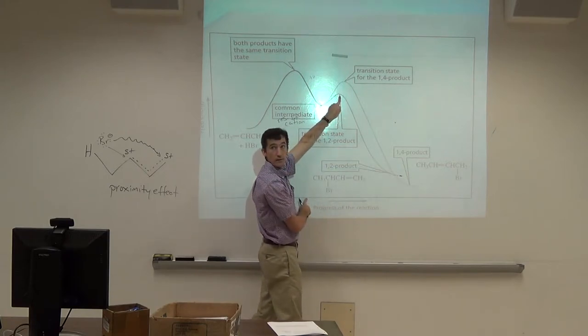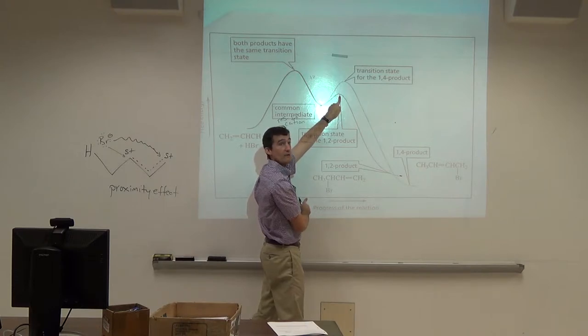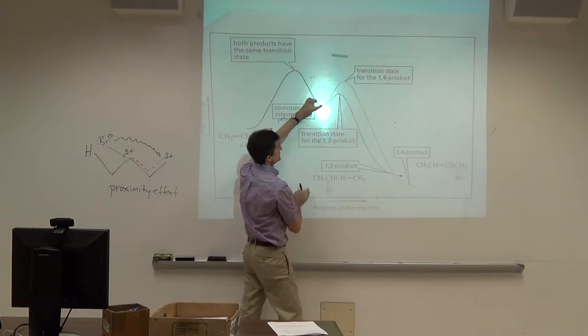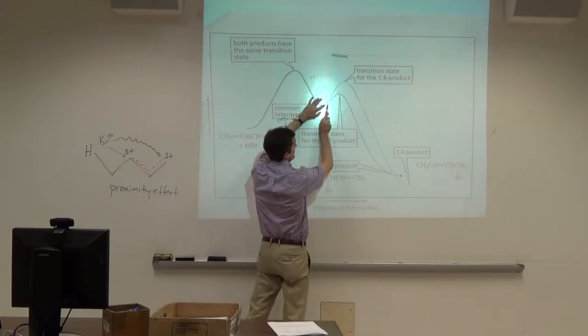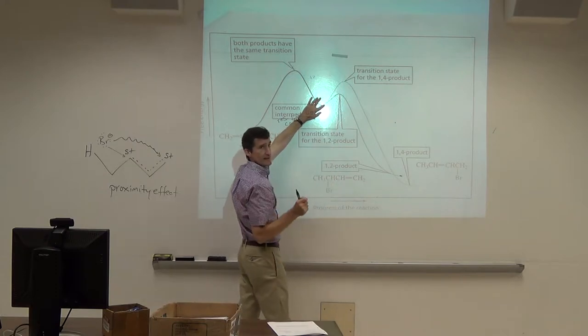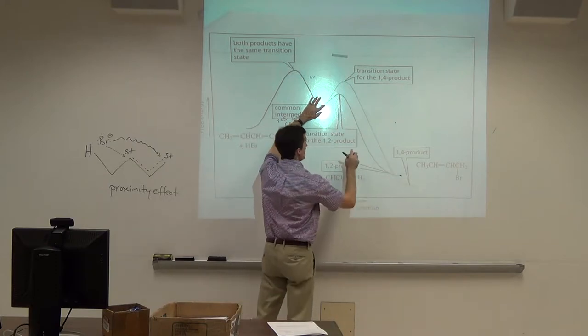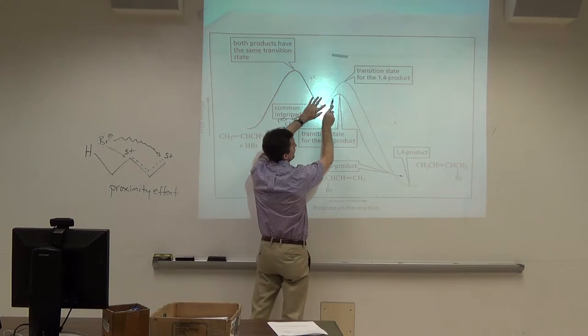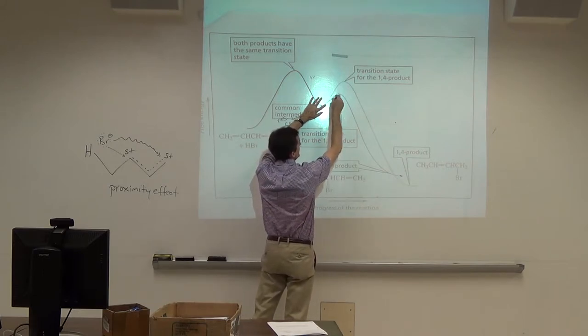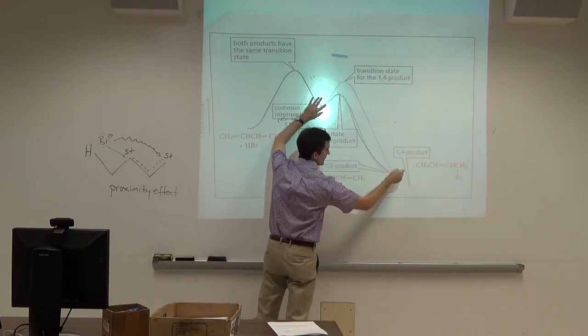Illustrated here. That's proximity effect. It doesn't have to travel as far. Lower. So, which is going to form first? Forming first is a kinetic, not thermodynamic, rate. Water doesn't run uphill if it doesn't have to. Water's energy is going to go here, and you're going to get the 1,2 product.